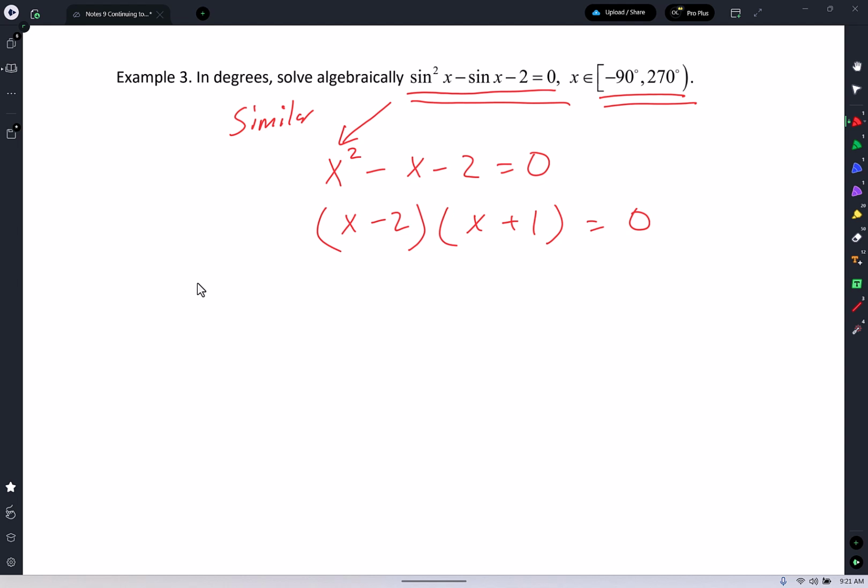So here we go. What makes this statement true? Well, if x is -1, -1 plus 1 is 0. 0 times anything is 0, so that makes it true. Or if x equals 2, 2 minus 2 is 0. 0 times anything is 0.